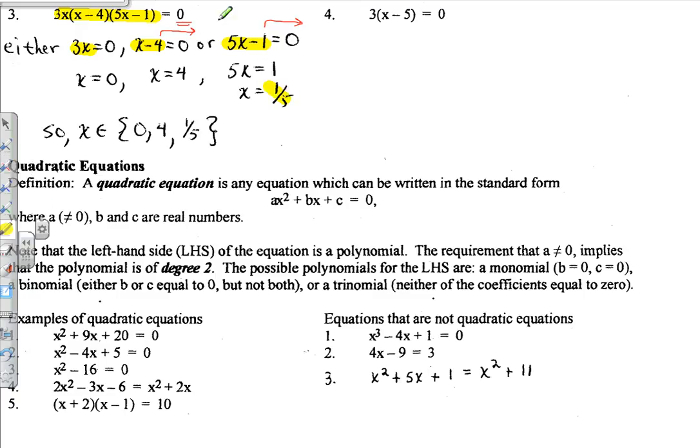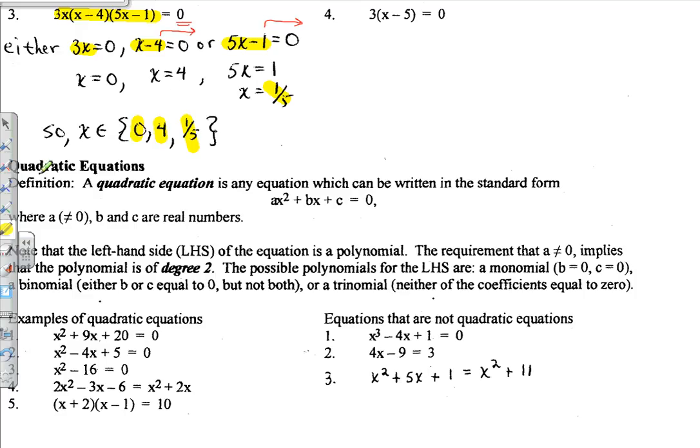So this original equation up here, 3x times x minus 4 times 5x minus 1 equals 0, has three solutions. The solutions are x equals either 0, 4, or 1/5. If you were to take any one of these three numbers, plug it back into the original equation, you will get 0. You would get this expression on the left to equal 0. So that's how you use the zero product theorem.